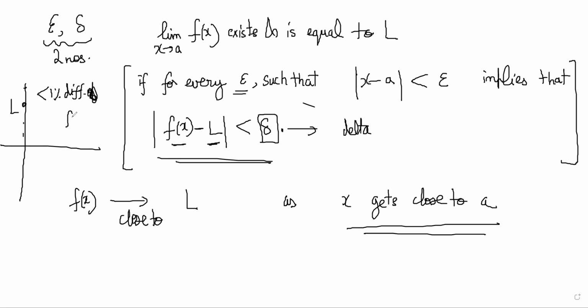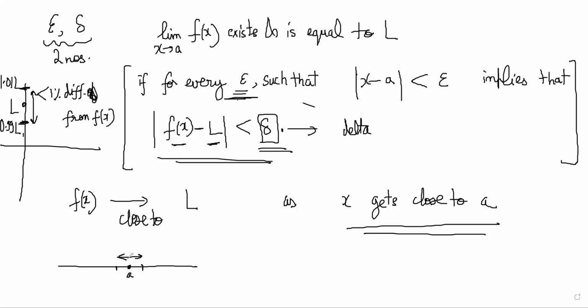Different from L. So that means basically my f(x) can be in the range of 1.01 L to 0.99 L, right? Correct. So if I pick this delta such that the difference between f(x) and L is less than some 0.01 or something, then I will be able to find an epsilon on the x-axis where I need to place my x's. You understand?